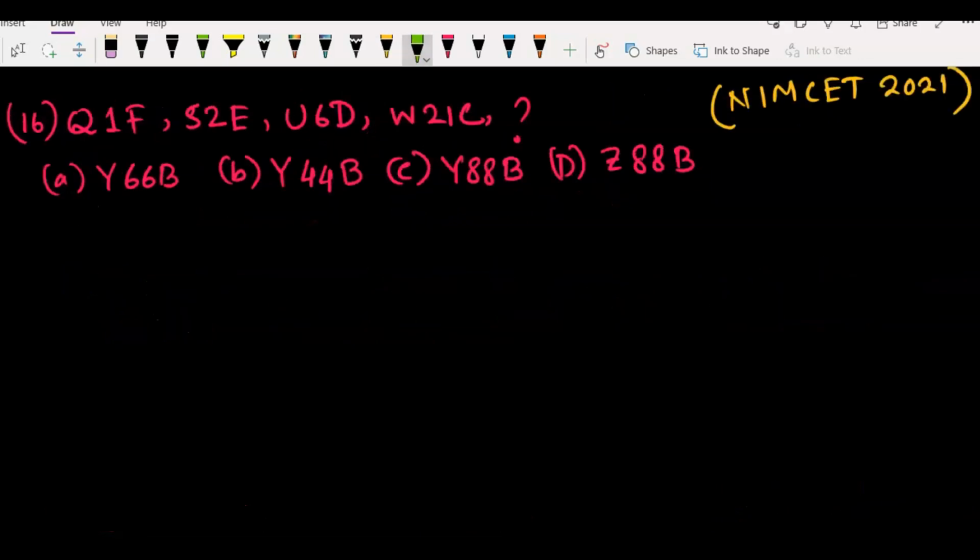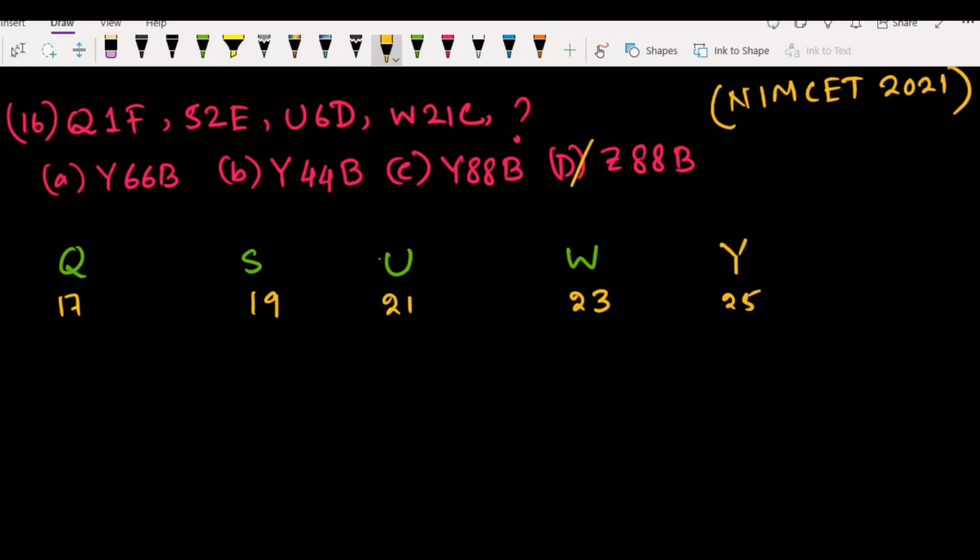So let's do this. We have Q, then here we have S, then U, then W, then what is the next? So Q is 17, S is 19, U is 21, and W is 23. So the next one will be 25, and 25 means that is Y. So we understand it will start with Y. So option D will not be there. And for this we have F, then E, D, C. So clearly the next will be B.